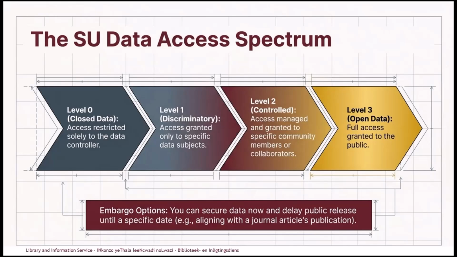Level 2 is a bit more controlled, so you can share the data within your specific faculty, or just for the institution. So that means it's not publicly available, but Stellenbosch University staff and students can access it. And then level 3 would be the fully accessible data granted to the public.